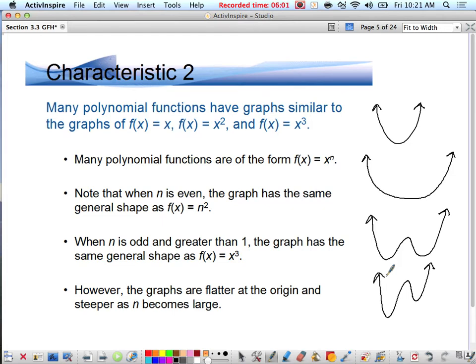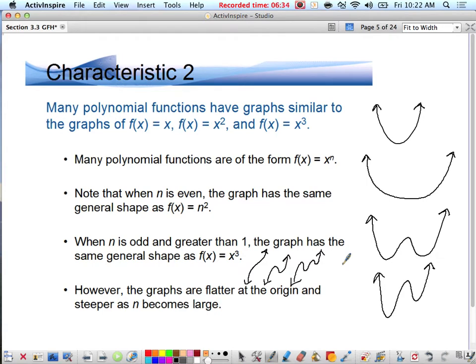When n is odd and greater than 1, the graph has the same general shape as y equals x cubed. We know y equals x cubed looks like this, right? Well, you could have one that looks like this, or you could have one that has more than one turn in it like that. Those are all going to be odd-powered functions. So you can tell if it's even or odd based on whether both ends go up, it's even. If one end goes up and one end goes down, it's an odd power or degree.